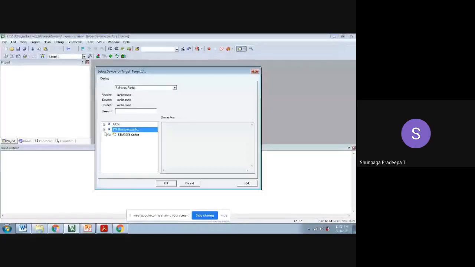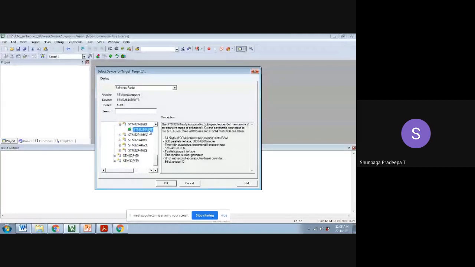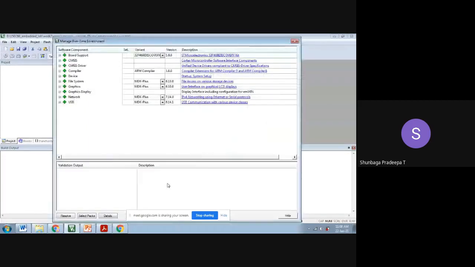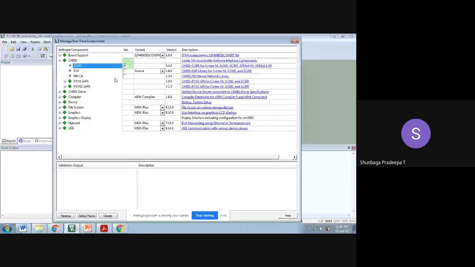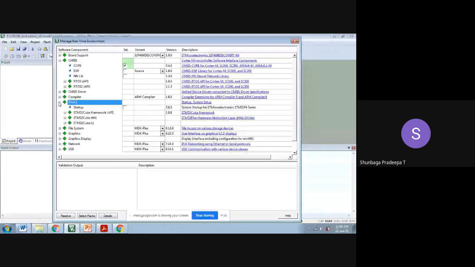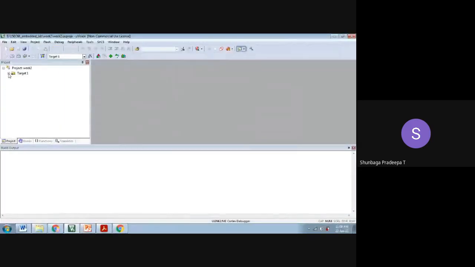Okay. What should we do now? We have to select the controller. So STM32F4. So it is 446 RE. Okay. So this we have to select. Then in Synopsys, you have to create it as a core, and again under your device you have to select the startup. Okay, so don't forget about these steps. So you can see that the project week 2 is created and the source group is added.